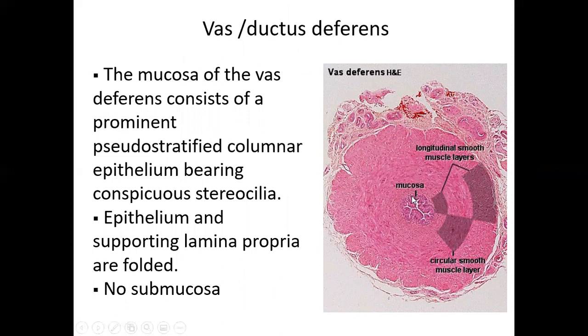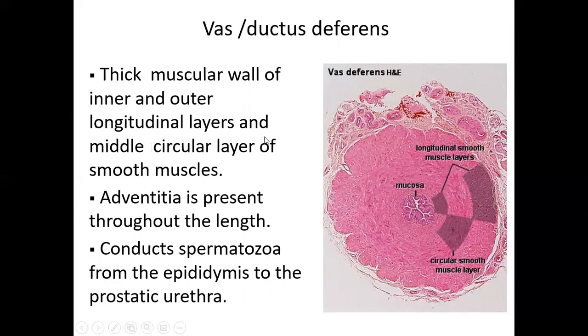Now we're going to proceed with the vas or ductus deferens. This is the mucosa of the vas deferens. It consists of prominent pseudostratified columnar epithelium bearing conspicuous stereocilia. The epithelium and supporting lamina propria are folded, so you see here the mucosal layer is folded. There is no submucosal layer here, and the remaining part is the smooth muscle layer.